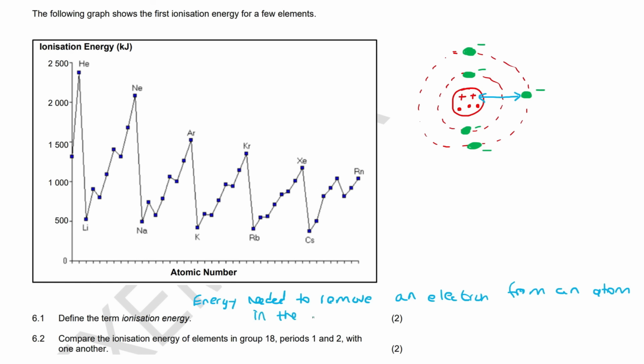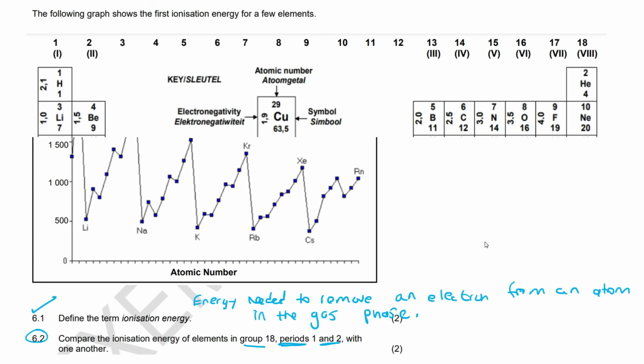In the gas phase. Your teacher might use the word gaseous. So it's the amount of energy that you need to remove an electron from an atom which is in the gas phase. Okay, so that's this question. Compare the ionization energy of elements in group number 18. Okay, so I'll have to go get a periodic table now. Group number 18, periods number 1 and number 2. Okay, so let's go grab a periodic table.